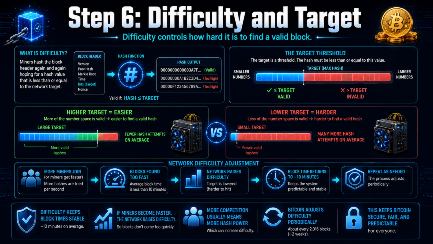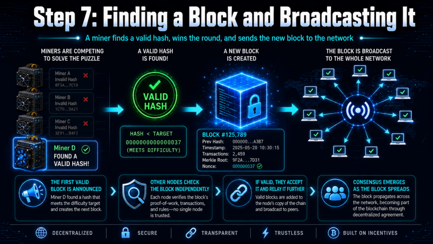The difficulty system keeps block production relatively predictable. It also ensures that increasing the total amount of mining hardware does not permanently increase the number of new Bitcoin blocks created each hour. Instead, the network automatically makes the proof of work challenge harder. Eventually, one miner finds a block hash that satisfies the network difficulty target. This miner becomes the temporary winner of the current mining competition.